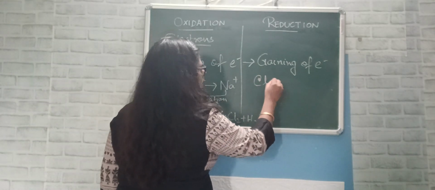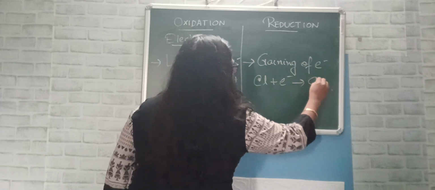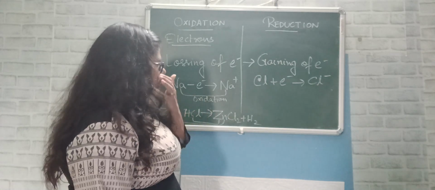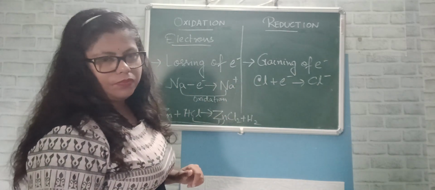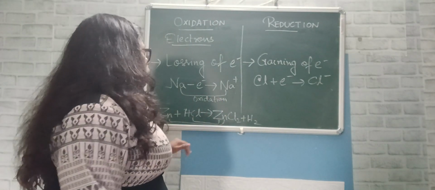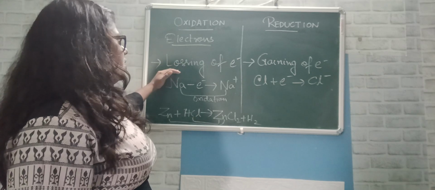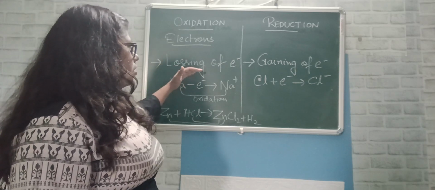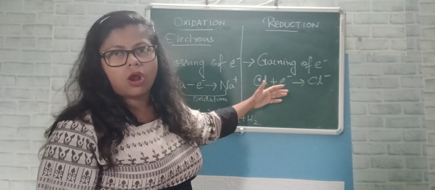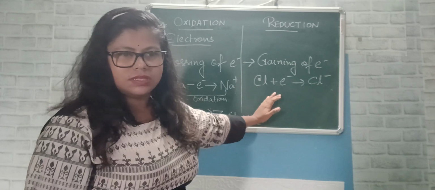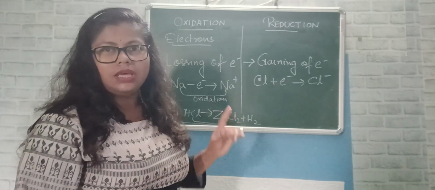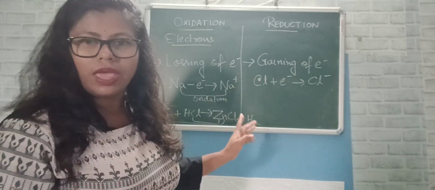Like there was a Cl, it gained one electron and became Cl minus. So understood? Whenever you see a loss of electron, it is oxidation. When there is a gain of electron, then it is a reduction process. So till here you understood? With respect to the movement of electron, how these two processes differ from each other.